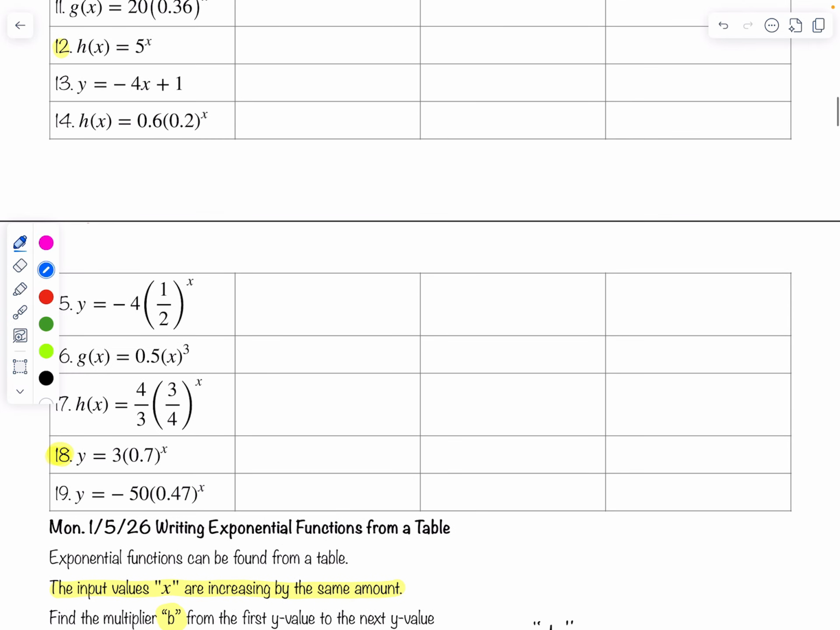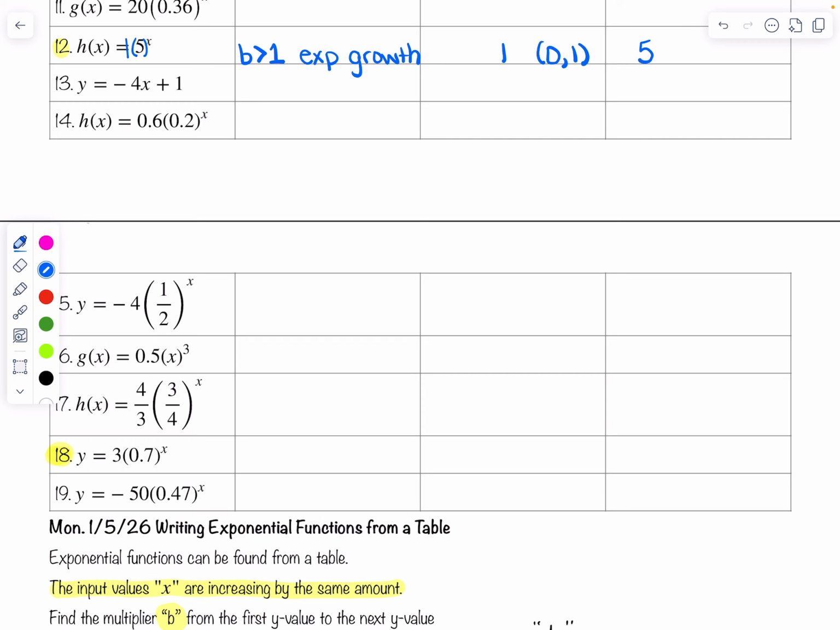Now, if you notice here on number 12, there's no parentheses around that 5, but that 5 is just beneath that x. Okay? So that is our base. That is our b value. And again, our a value is 1. So that's (0, 1). Then this one here, b is greater than 1. 5 is greater than 1. So then this is exponential growth. All right, let's go do one more of these and then move on to some tables.